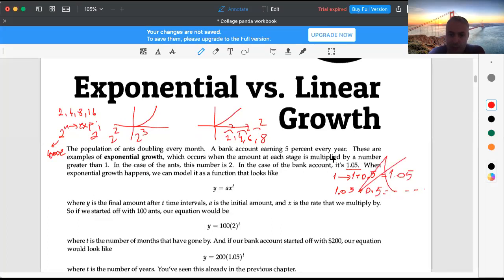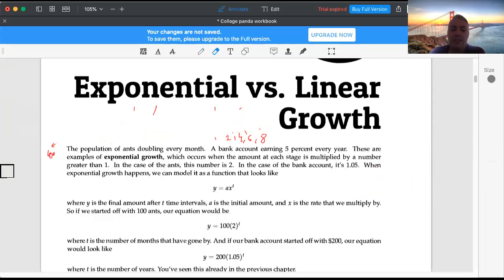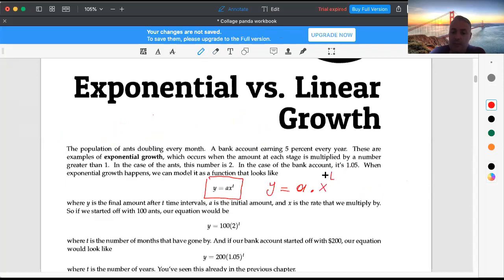Now, the most important thing for us, let me clean this. I don't want to confuse your mind. This expression, we have to be familiar with. What is the expression? This one. y is equal to a times x to the power of t. Now, this is the form of exponential growth.